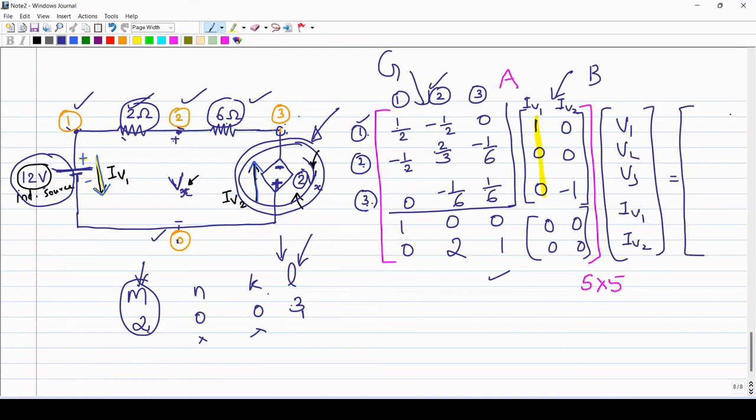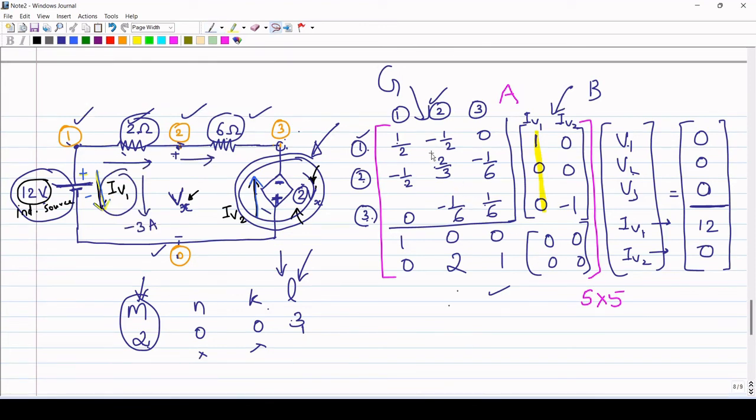And on the right hand side, the entries are the independent current sources. The first 3 entries, corresponding to the voltages, will be the independent current sources coming to the first 3 nodes. There are no independent current sources in the network, so the first 3 entries will be zeros. Then corresponding to IV1 and IV2, we have to put the magnitude of the sources. IV1 is due to the independent 12 volt source, so simply put 12 here. And IV2 is due to the dependent source, so there will not be any entry, it will be 0. So this is how we can fill the matrix by inspection.